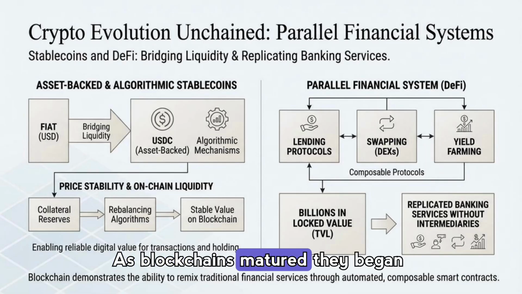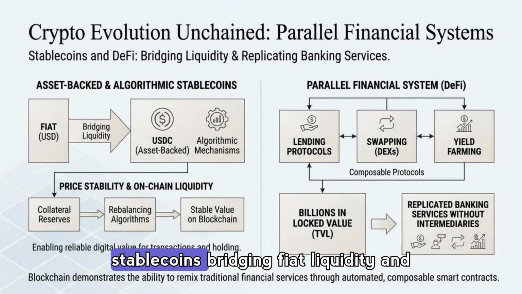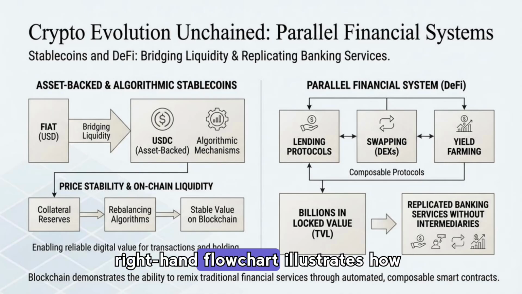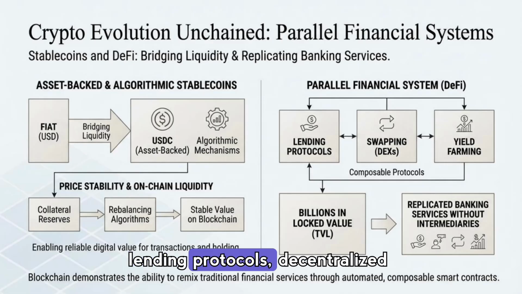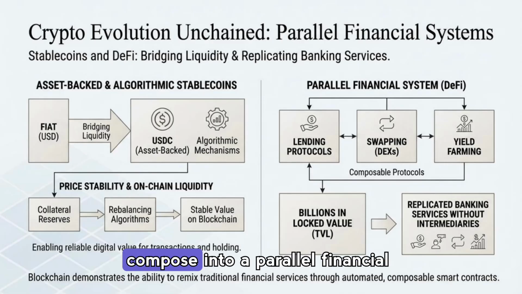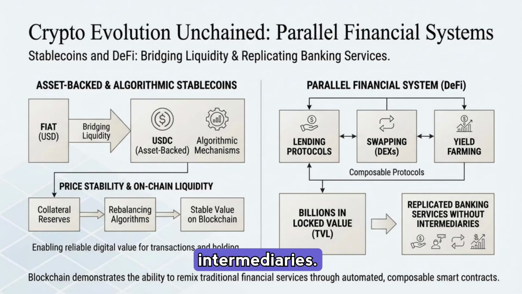As blockchains matured, they began to remix traditional finance, with stablecoins bridging fiat liquidity and algorithmic designs aiming for on-chain price stability. The right-hand flowchart illustrates how lending protocols, decentralized exchanges, and yield farming compose into a parallel financial system that has locked billions in value and replicated many banking services without centralized intermediaries.